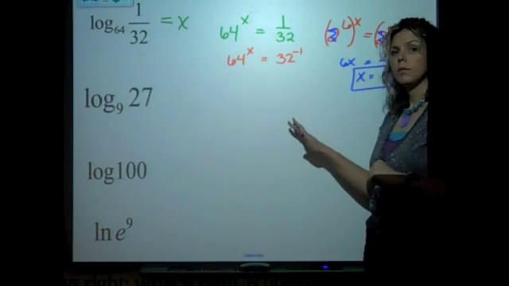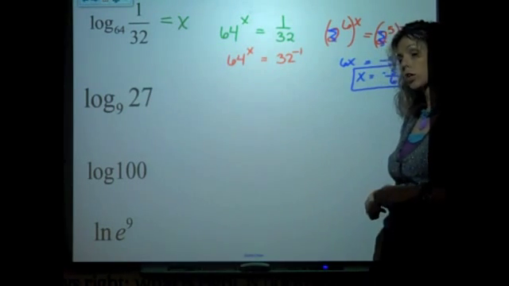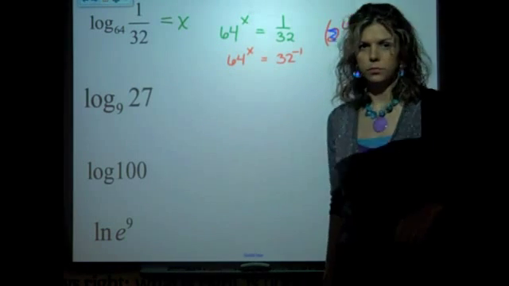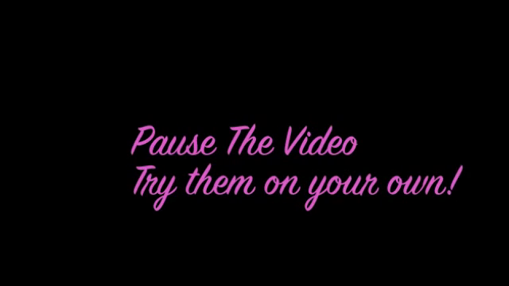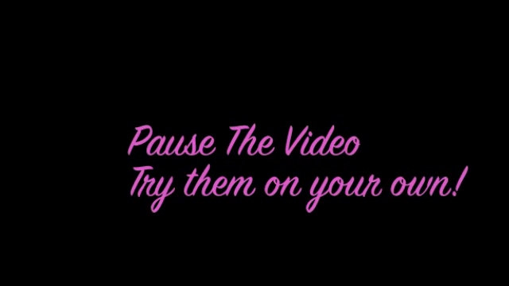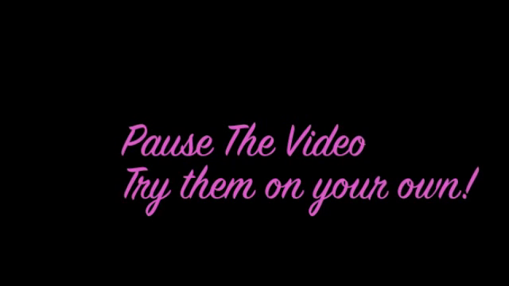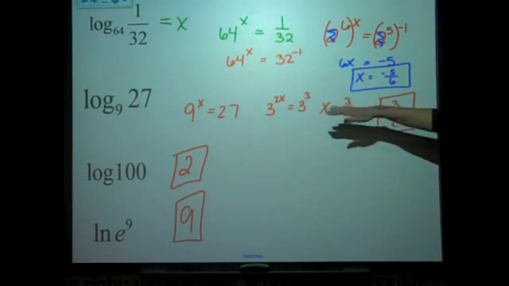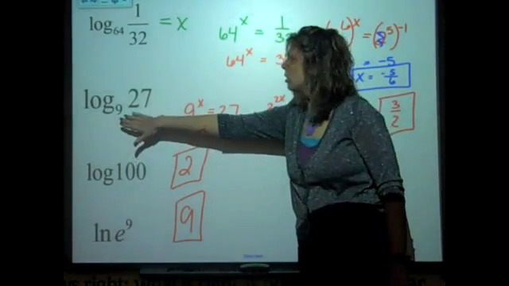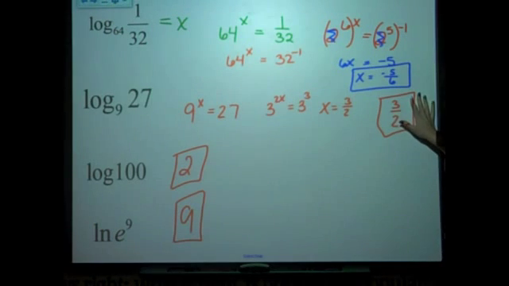Now, I'm going to pause the video. I want you to try these 3 and see if you can figure them out on your own. Okay, so if you were able to figure them out, I worked out and showed my work for the second one here. So log base 9 of 27 is equal to 3 over 2.